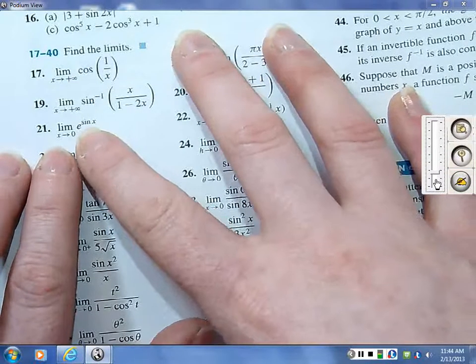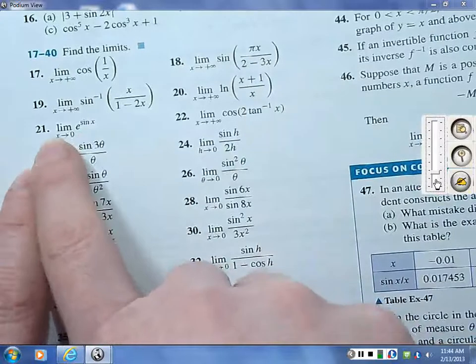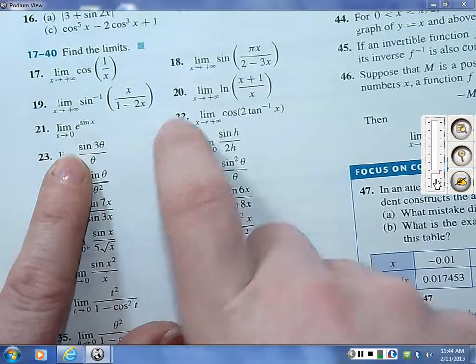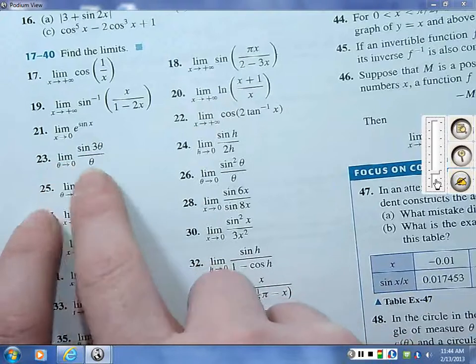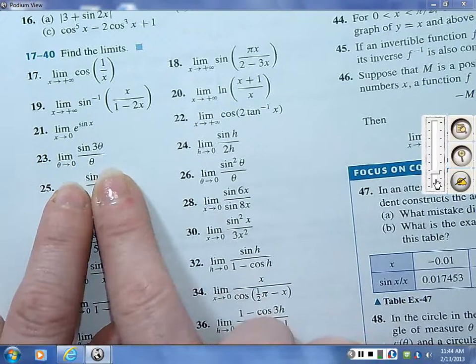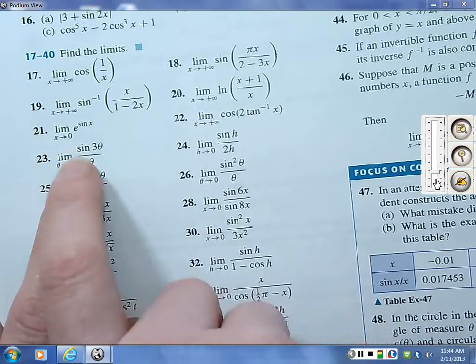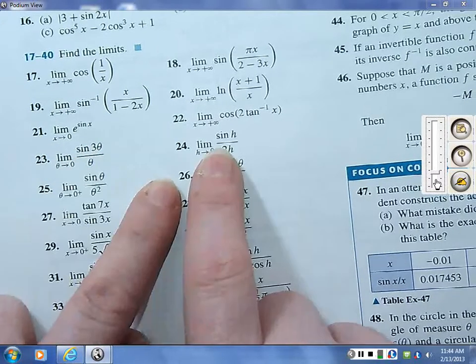What's e to the 0 power? 1. So you can see here, if I'm taking the limit as x goes to 0, I have e to the 0 power, and e to the 0 is 1. Here, the limit as theta goes to 0 of sine of 3 theta over theta. What would my answer be? It'd be 3, right? Because I multiply top and bottom by 3. I get sine of 3 theta over 3 theta goes to 1, and I'm left with a 3.